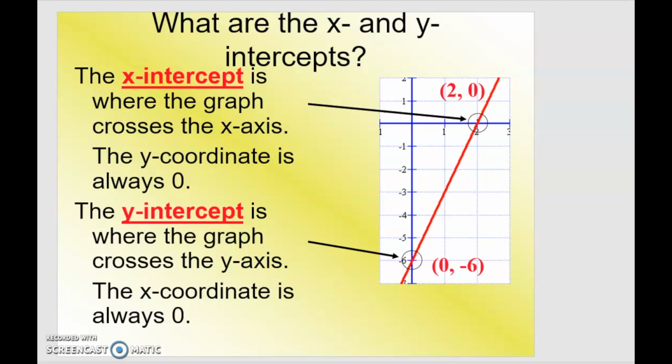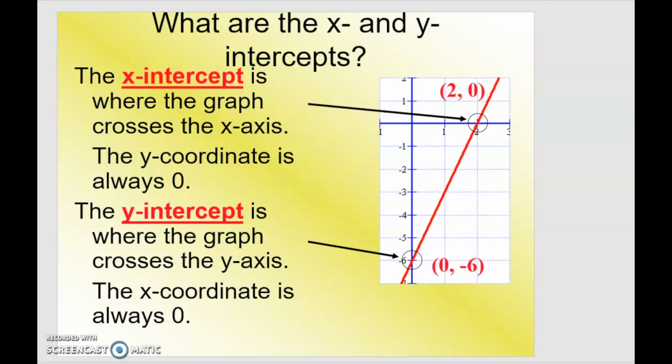Hey students, welcome back. We're going to continue graphing using H-charts today. Today though, instead of picking any point on the line like we did yesterday, we are going to look for specific points on the line called intercepts.